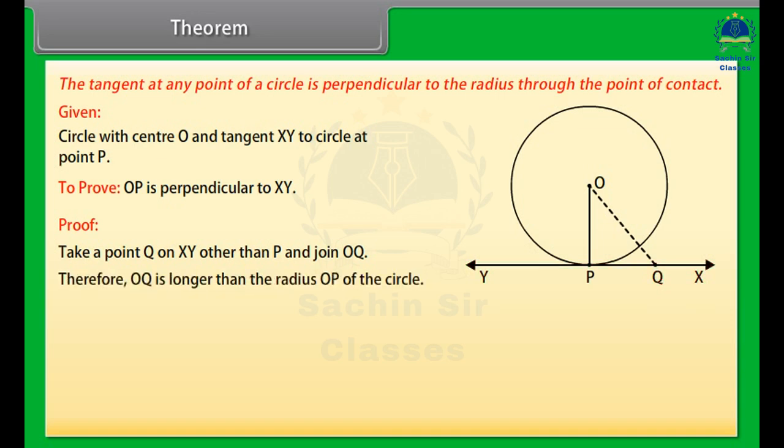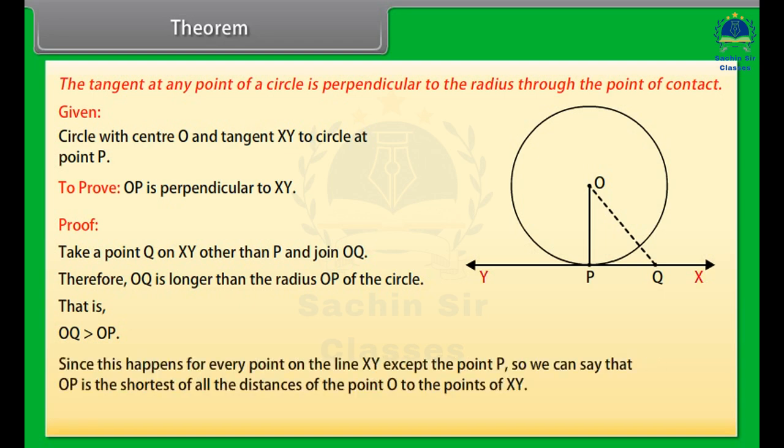Therefore, OQ is longer than the radius OP of the circle. That is, OQ is greater than OP. Since this happens for every point on the line XY except the point P, we can say that OP is the shortest of all the distances of the point O to the points of XY. Hence, OP is perpendicular to XY.